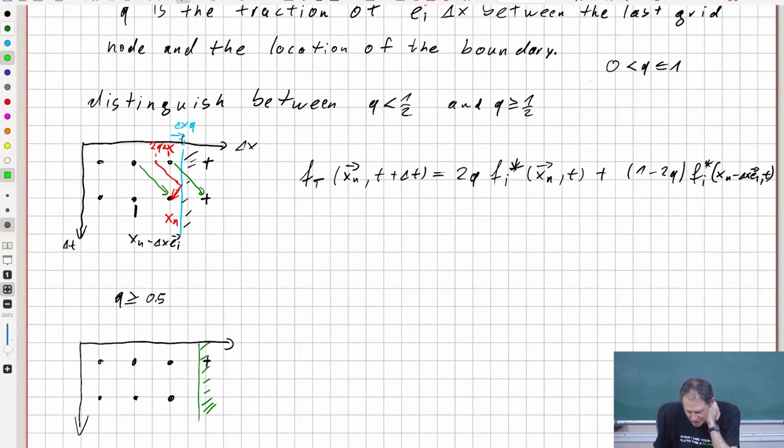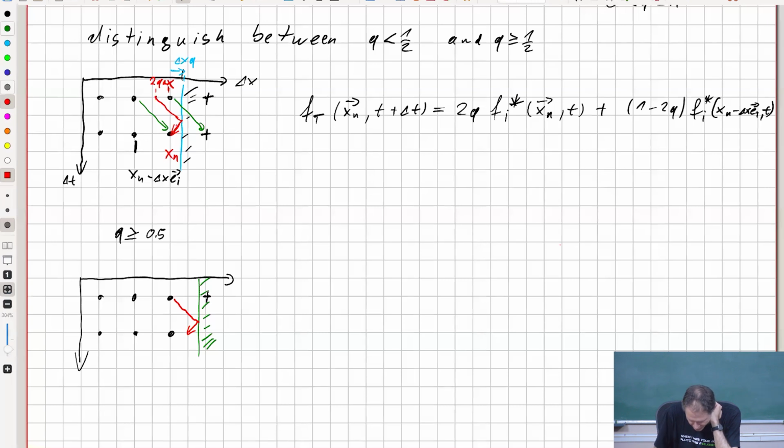And the different way is the following. We start from here, having the bounce back here and ending up there. Then we can calculate that, okay, so this is xn, this is again x, and this is again t. We can calculate that this distance here becomes 2q minus 1 delta x.